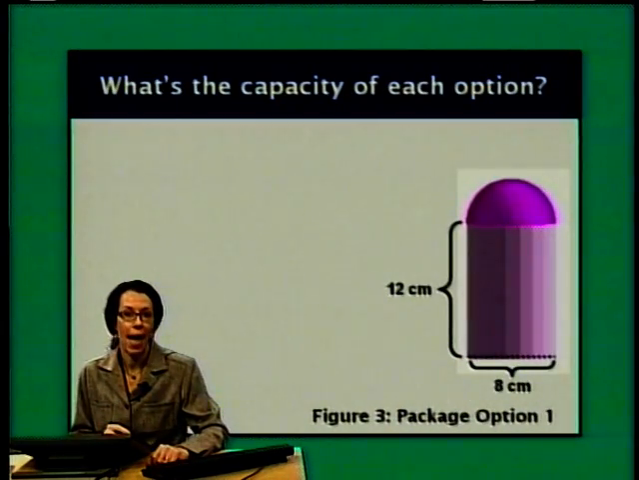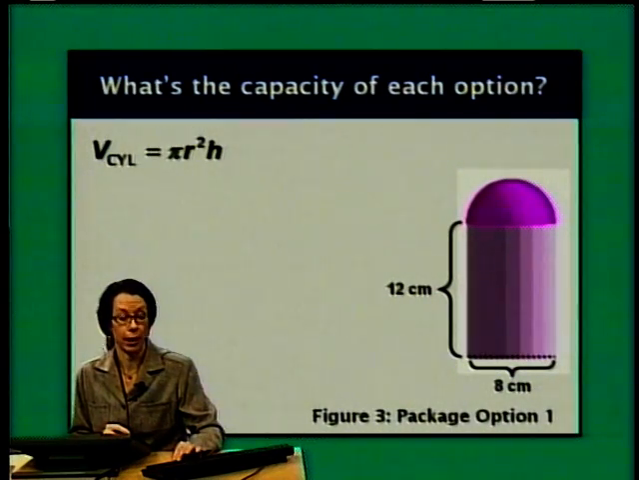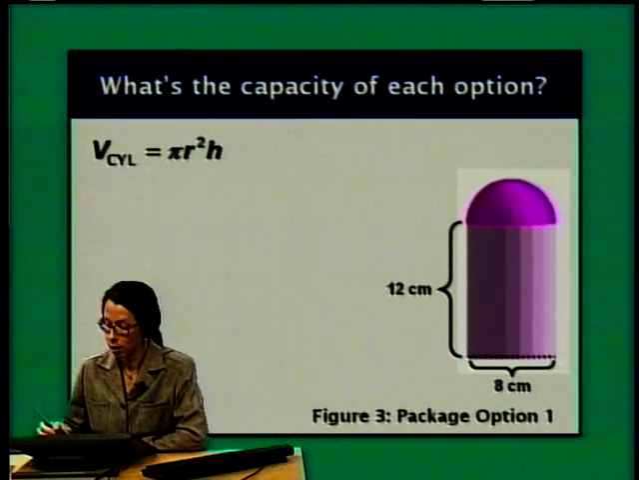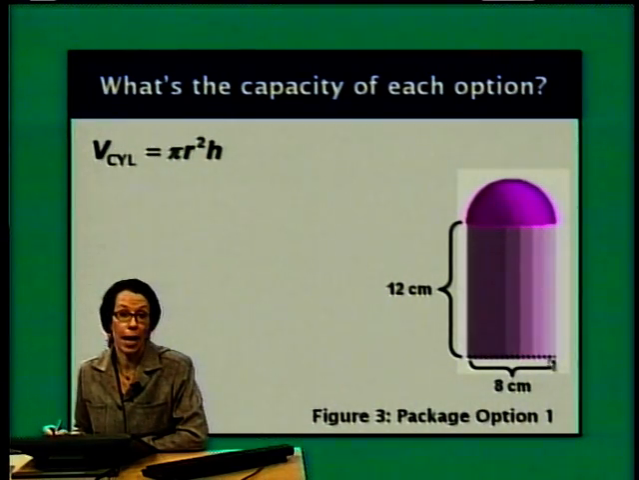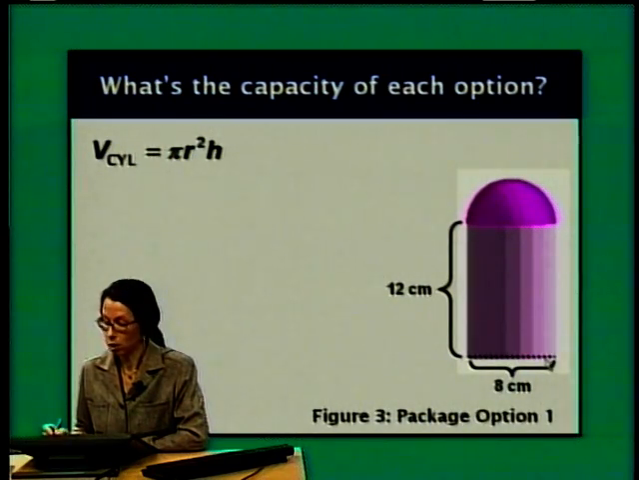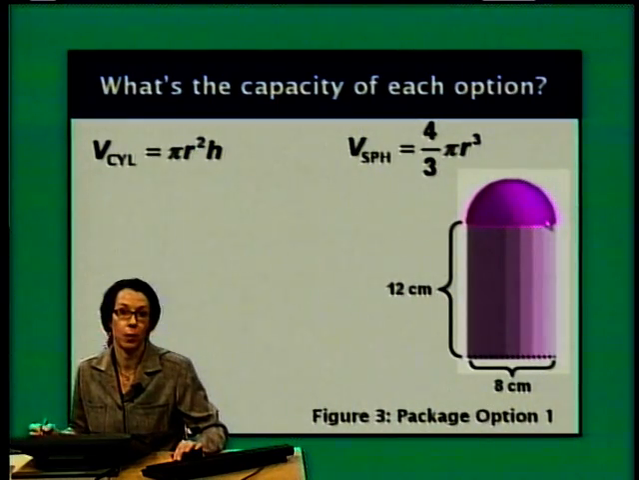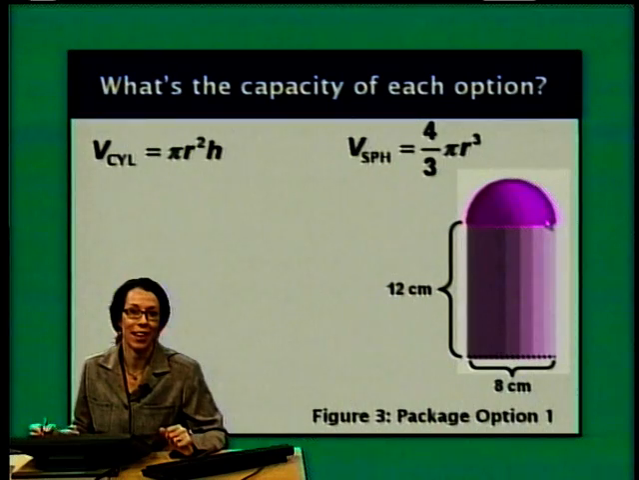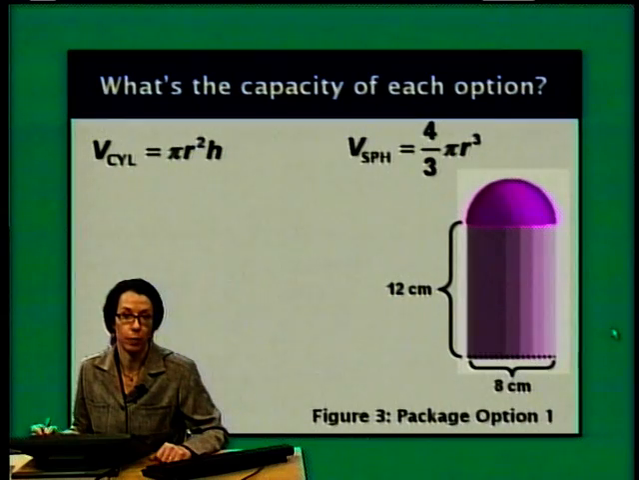So let's figure out the capacity of package option 1. I'm going to need the formula for the volume of a cylinder, which is pi r squared h. When I look in my picture, the height of the cylinder is clearly labeled as 8 centimeters. I'm given the diameter of the base as 8 centimeters, so the radius will just be 4 centimeters. I also need the formula for the volume of a sphere. Now we only have half a sphere in this picture, so we're going to cut this number in half. The radius of the sphere is also going to be 4 centimeters.